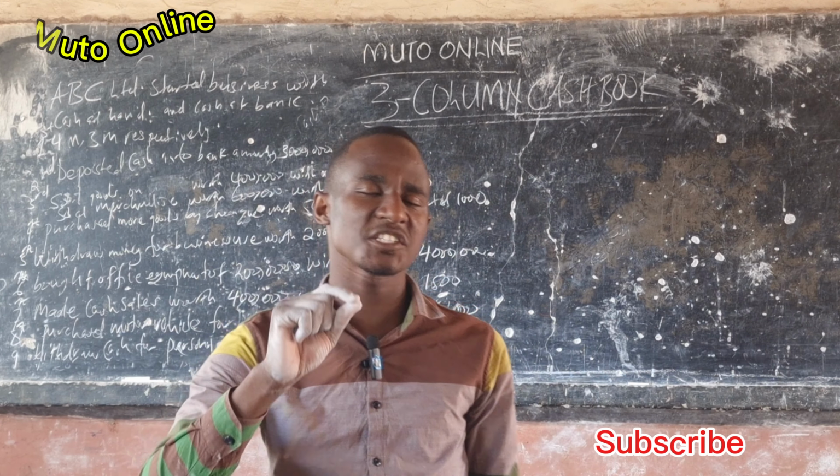So someone may ask, what is a 3-column cash book? A 3-column cash book is a book of original entry that records all cash transactions and bank transactions with discount allowed and discount received. That is the distinguishing feature that a 3-column cash book has over the other forms of cash book.